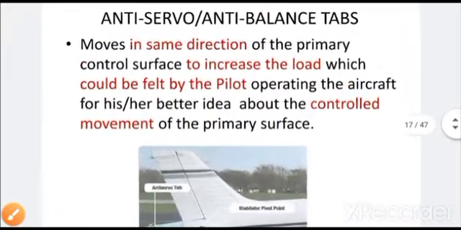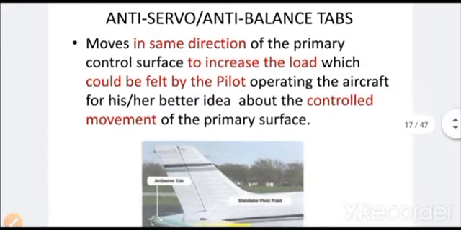So now let's read what this is. This moves in the same direction of the primary control surface to increase the load which could be felt by the pilot operating the aircraft, for his or her better idea about the controlled movement of the primary surface, which means that it is to give some effective feeling in the hands of the pilot, which will make him or her feel to what extent they are actually moving, what load is actually being imposed on the control surface, so that they don't move it too much.